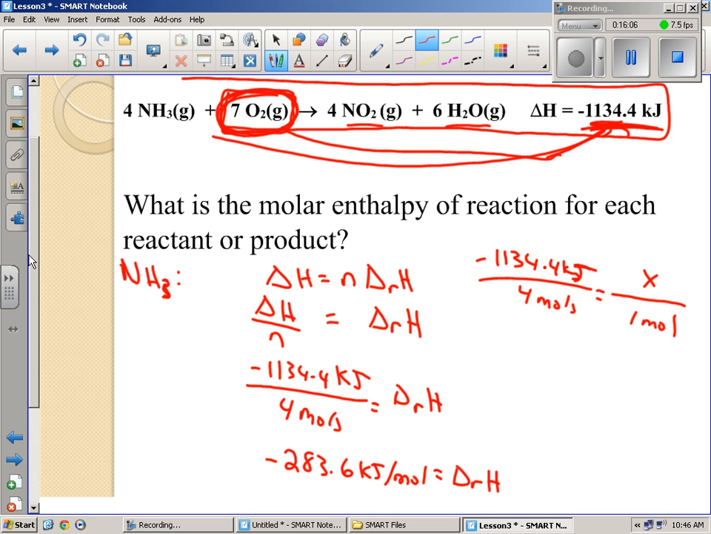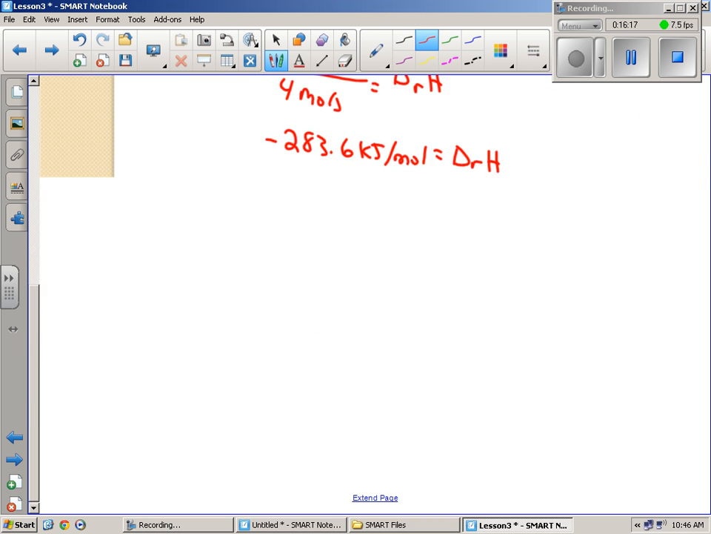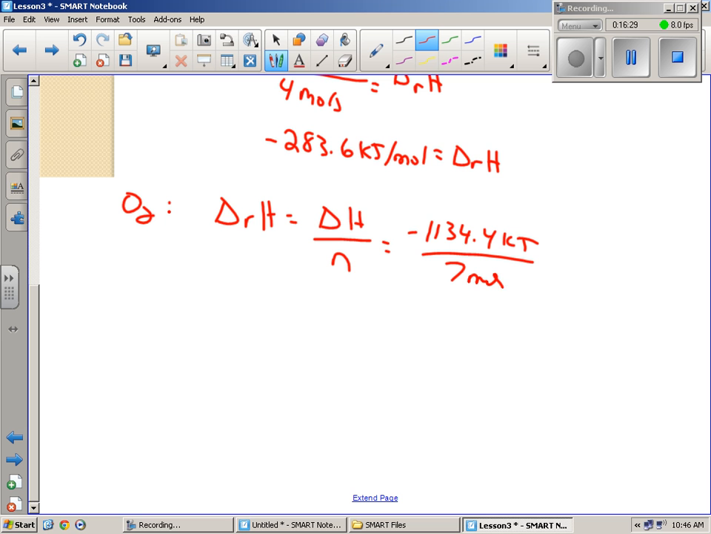How much heat would I get from burning using just 1 mole of oxygen? Let's say I reduced it, I can only use 1 mole of oxygen. How much heat should I get from that? Well, we can do that too. Oxygen. Delta rH is, of course, delta H divided by n. Negative 1134.4 kilojoules divided by the 7 moles of oxygen would give me, I forgot now.